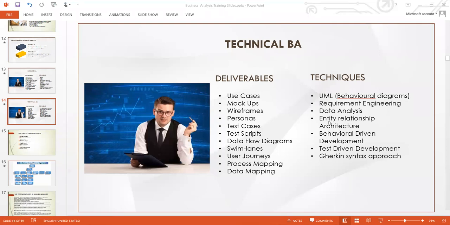Another one is entity relationship architecture. Then we have behavior driven development, then test driven development and the Gherkin syntax approach. Some of these are complex and out of the scope of this course for now, but I just highlighted them because they are part of the techniques.